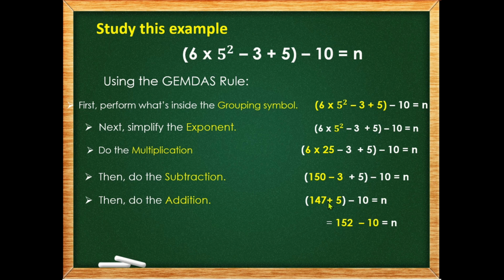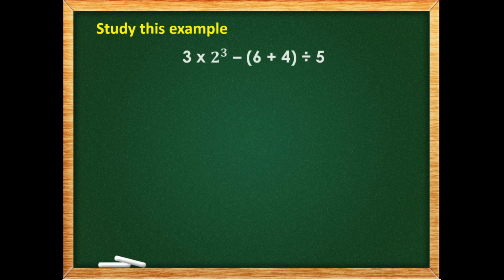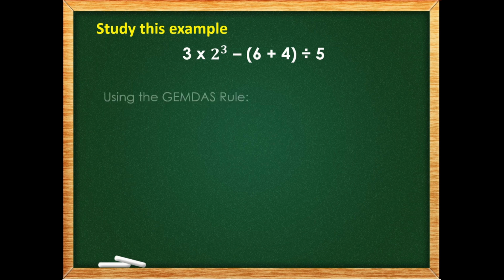There are no operations left inside the parentheses, so therefore extract it from the grouping symbol. 152 minus 10 is equal to 142, which is equal to n. Therefore, our answer is 142. And for our last example, we have 3 times 2 cubed minus the quantity 6 plus 4 divided by 5.